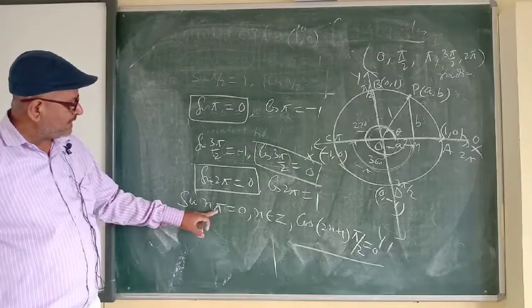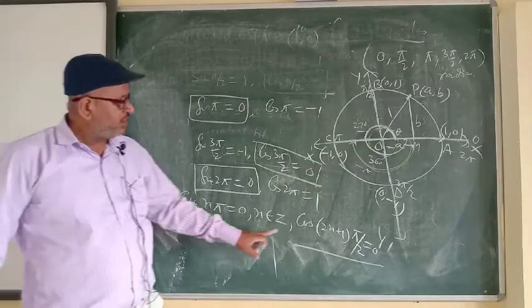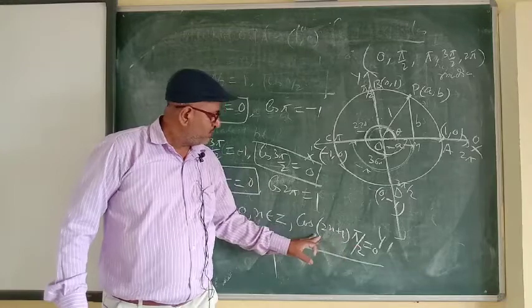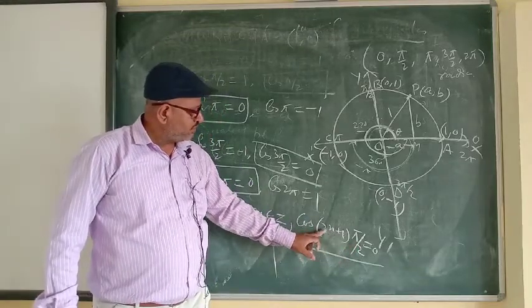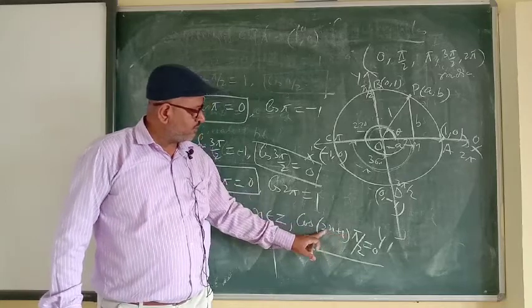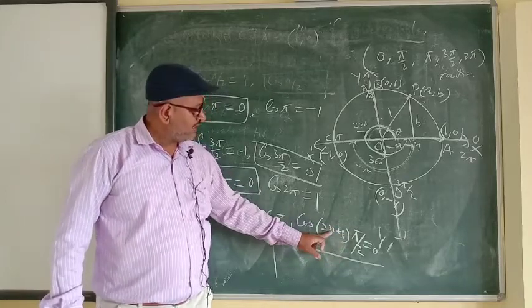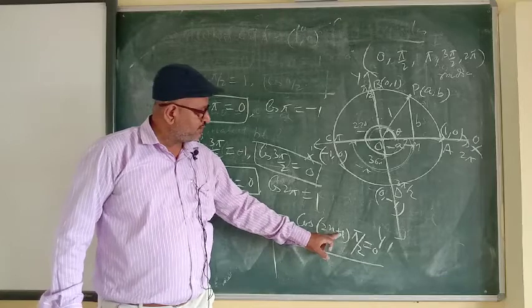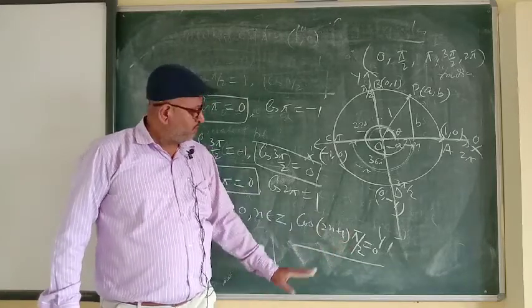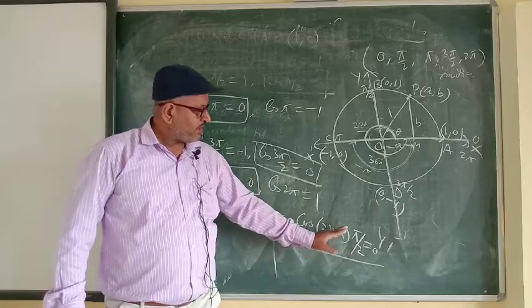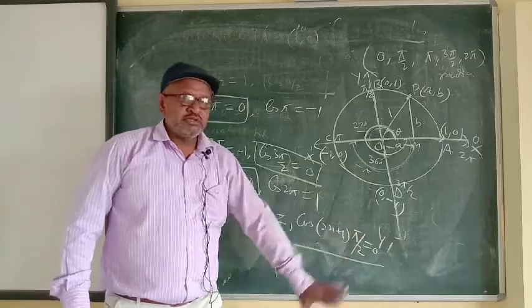Okay. For an integral multiple of pi, sin is 0. For an odd multiple of pi by 2, cos will be 0. So take n equal to 0, cos pi by 2. Take n equal to 1, 2 plus 1, 3 pi by 2. Take n equal to 2, 2 into 2, 4 plus 1, 5 pi by 2. Then 3 times 2 is 6 plus 1, 7 pi by 2. So cos of an odd multiple of pi by 2, its value will be 0.